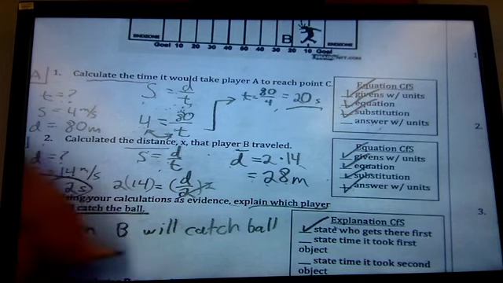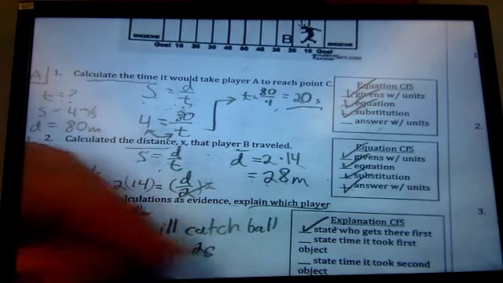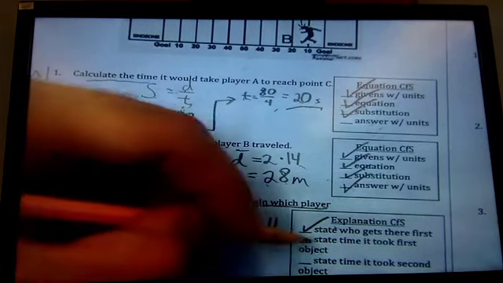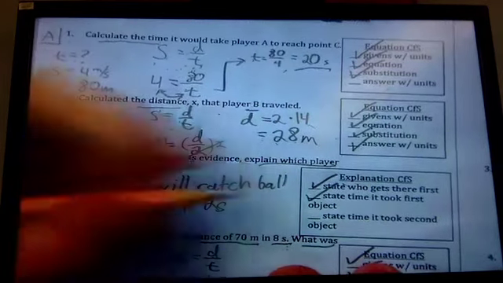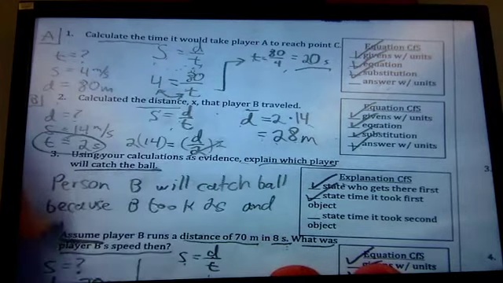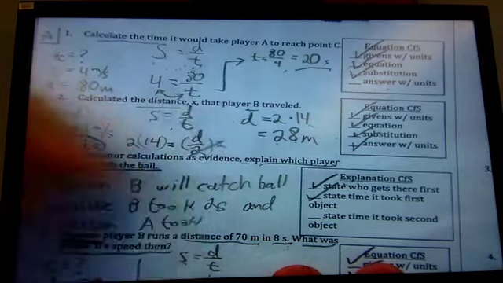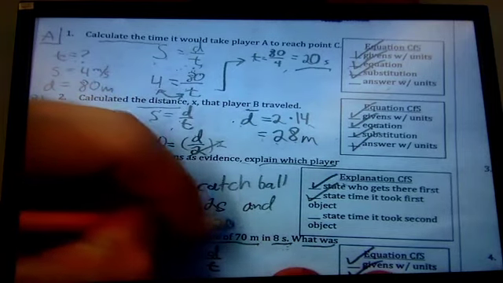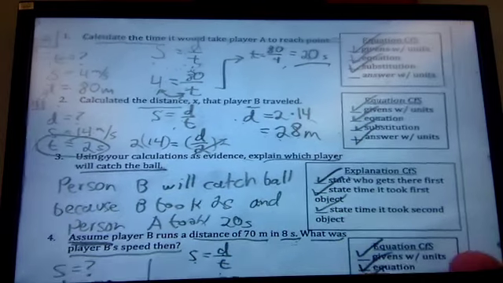I've written who gets there first because B took 2 seconds. I've stated the time when one of the objects got there. And person A took 20 seconds. Way longer. Clearly, they would not catch the ball.